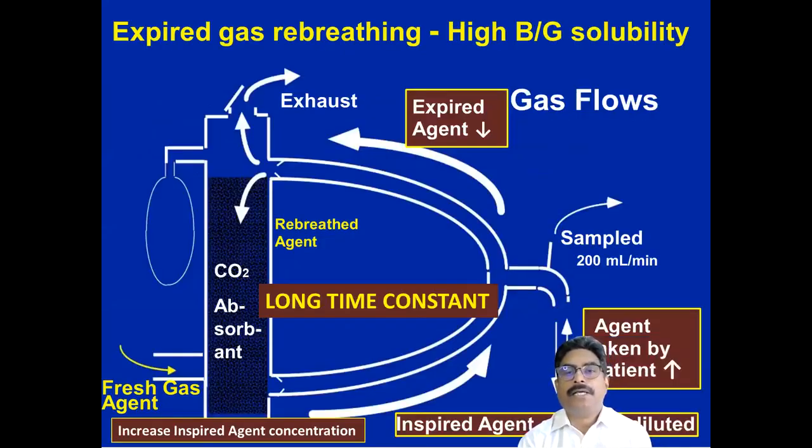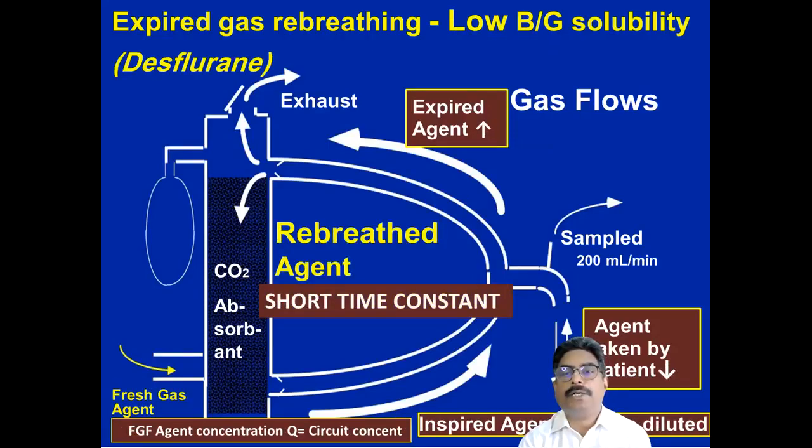So what happens in high blood gas solubility? They have a long time constant. That means the amount of the gas that goes into the patient is more, so less anesthetic gas comes into the expired limb and it gets diluted by the fresh gas flow. So the expired concentration is low. So it takes a long time to reach the expired concentration in the breathing circuit inspiratory limb. So it is called long time constant.